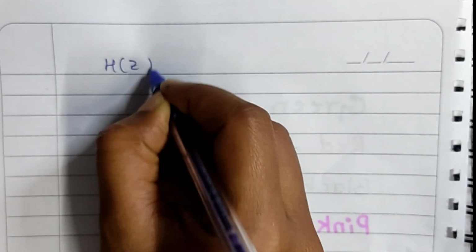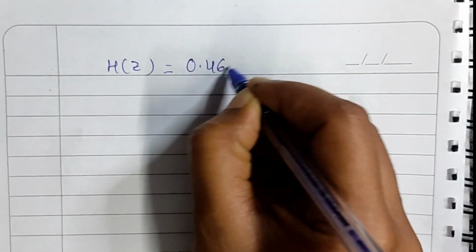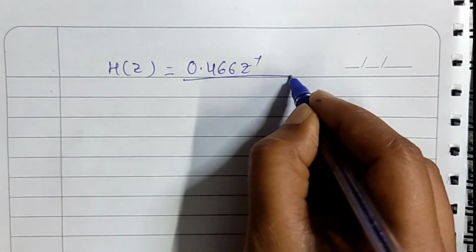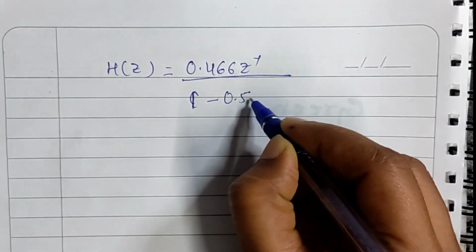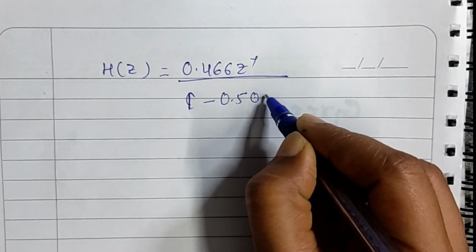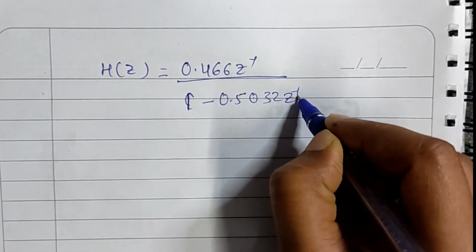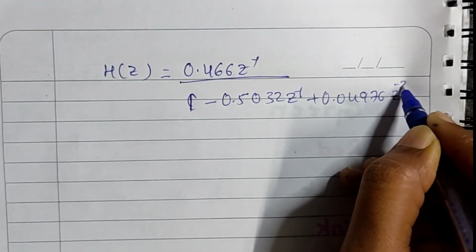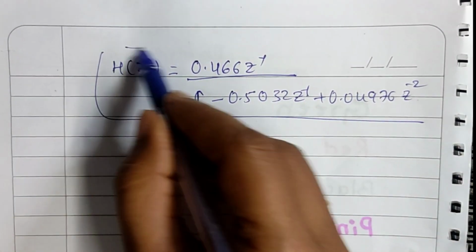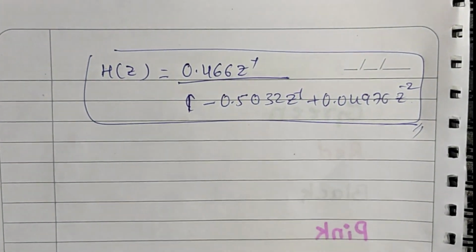h of z is equal to 0.466 z raised to minus 1 divided by 1 minus, expand these two, 0.5032 z raised to minus 1 plus 0.04976 z raised to minus 2. You can please check the values of the calculation.